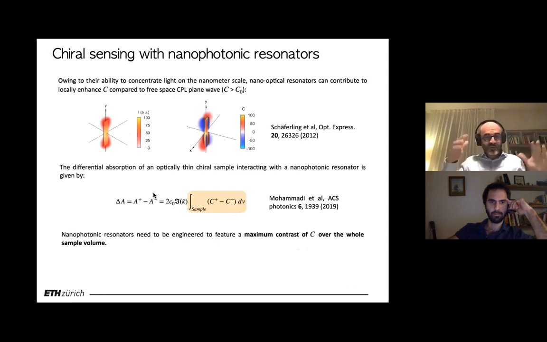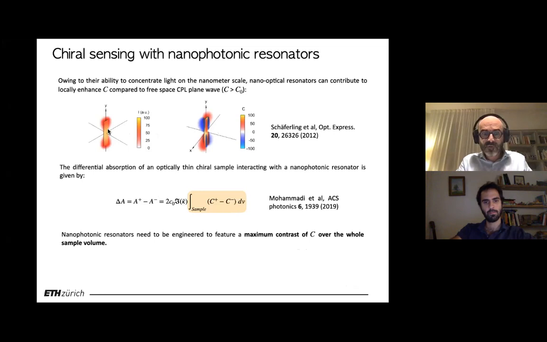So indeed, people have been thinking about that for years now. The only small detail is that if I want to involve an optical resonator, I need to take care of something. For instance, if I use an elongated gold bar, like in this case, this is the intensity in the near field, and this is the C locally, so this is the distribution of the C.